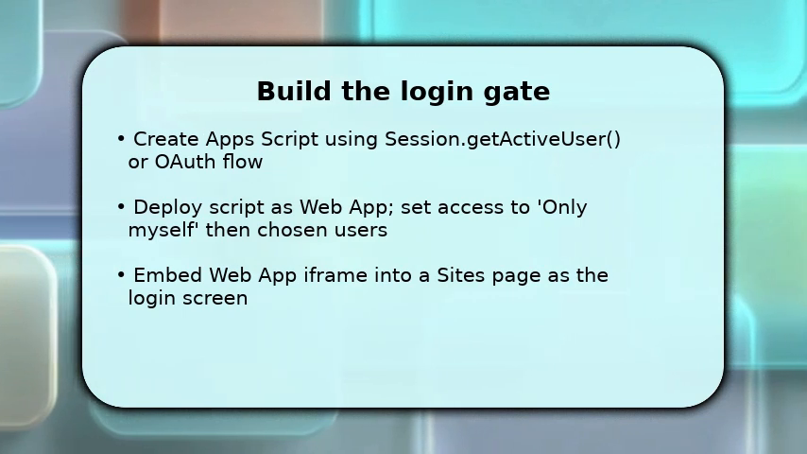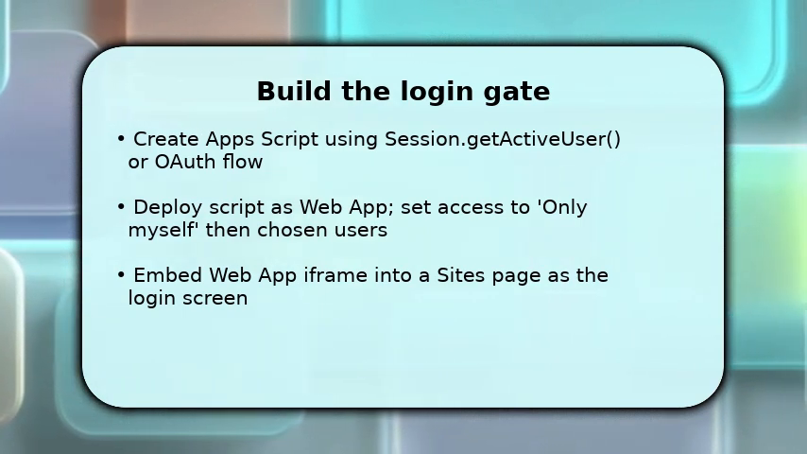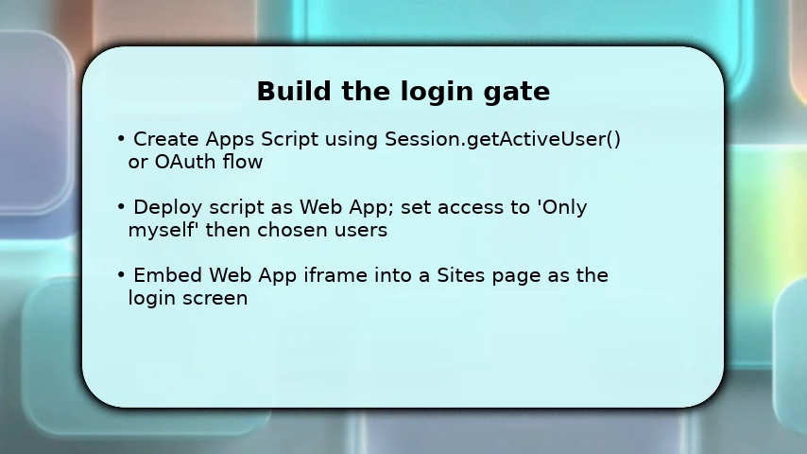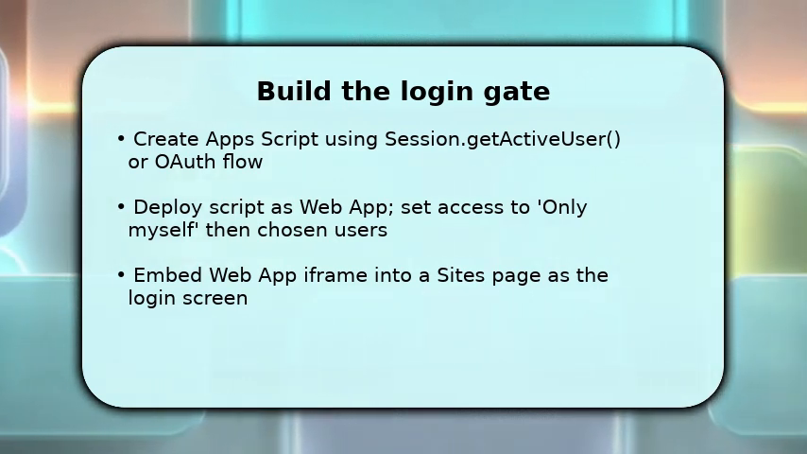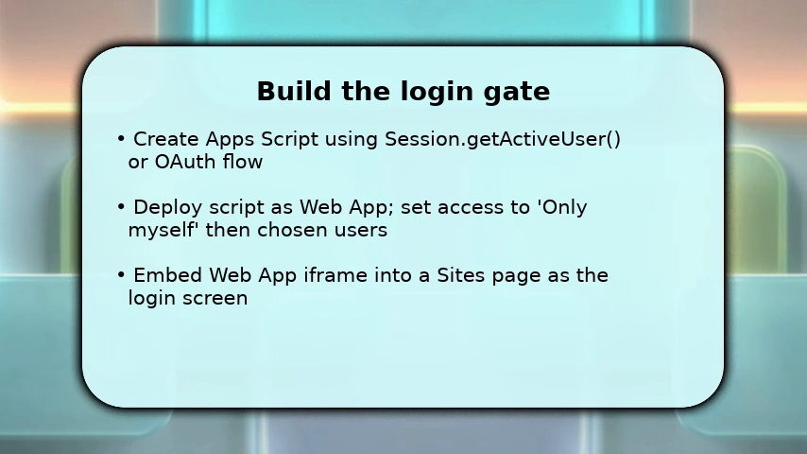Then copy the web app URL and embed it into your Google Sites page via the Embed URL option. This ensures users must authenticate or be validated before they can reach protected content.